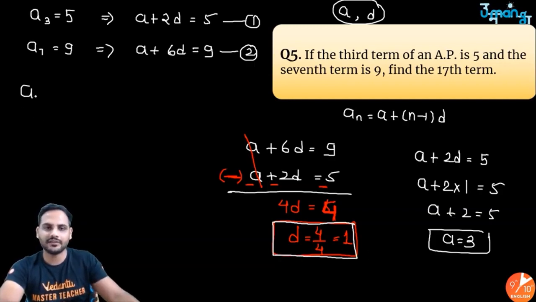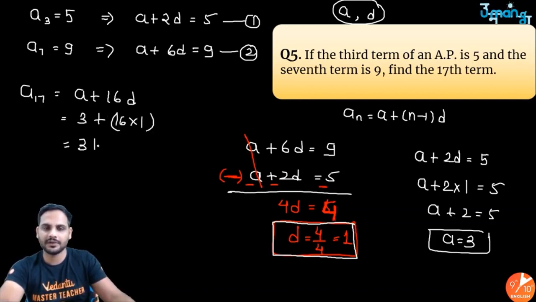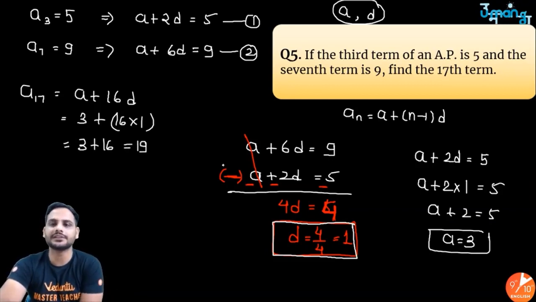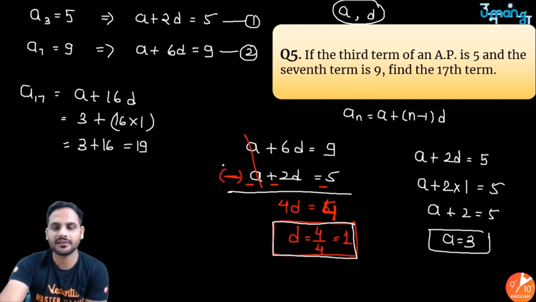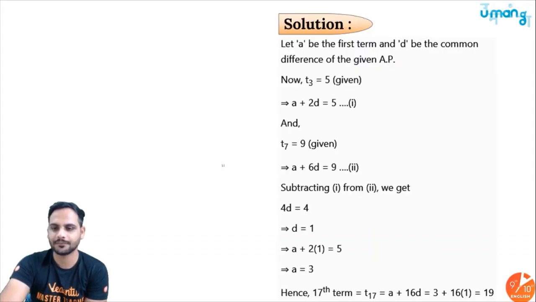Now they are asking the 17th term. So it's very easy. Use the general formula. So A plus 17 minus 1, which is 16D. So it will be 3 plus 16 into 1. 16 ones are 16 only. So 3 plus 16, which is equal to 19. Right? So the 17th term of this AP is 19.